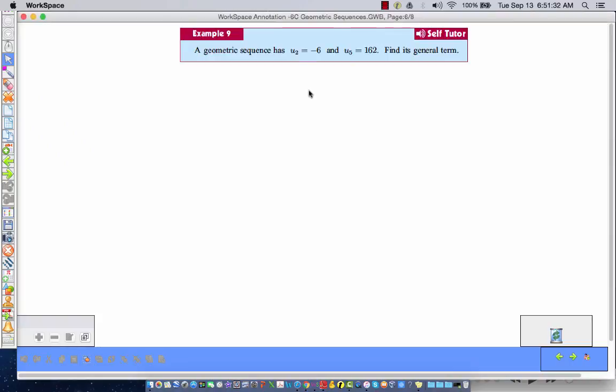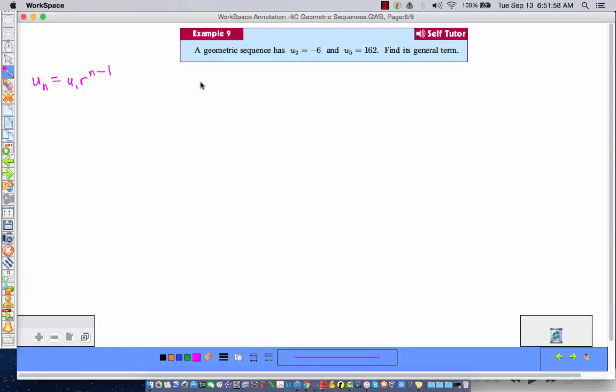A geometric sequence has U sub 2 equal to -6 and U sub 5 equal to 162. Find its general term. And recall, this is in your formula booklet as well. U sub n is equal to U sub 1 times r to the n minus 1. U sub 1 is the first term, which we need to find, and r is the common ratio.